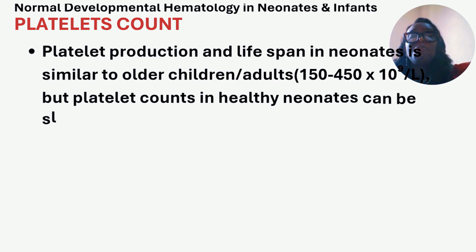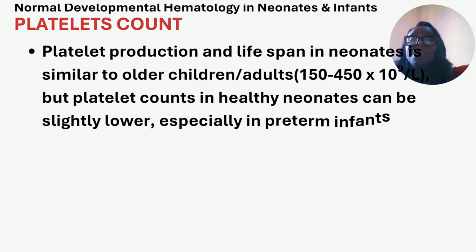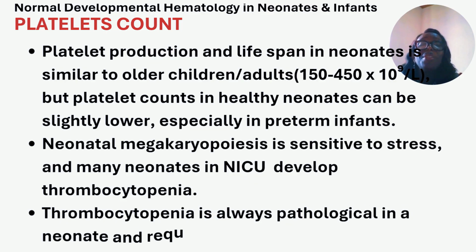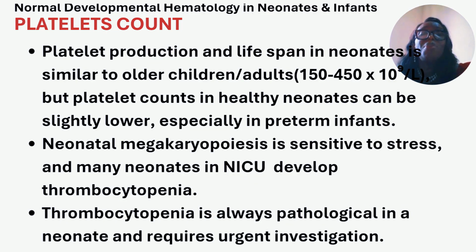Platelet count and lifespan in neonates are actually similar to older children and adults. The normal range is still between 150 to 450 times 10 raised to the power 9 per liter, just as seen in an adult. But platelet counts in healthy neonates can be slightly lower, especially in preterm infants. Neonatal megakaryopoiesis is sensitive to stress, and many neonates in neonatal intensive care unit develop thrombocytopenia. Thrombocytopenia is always a pathological condition in neonates and should be investigated.